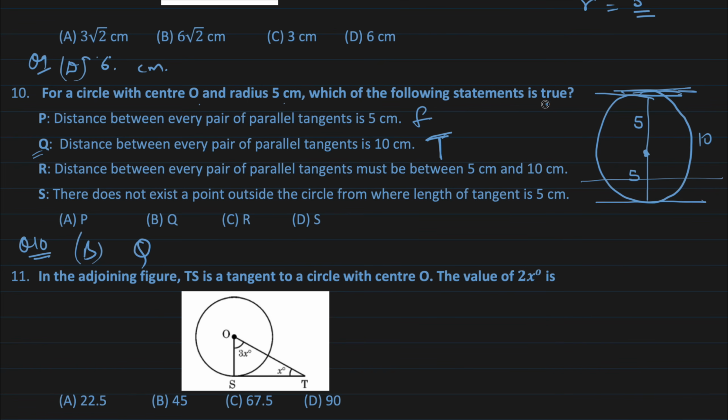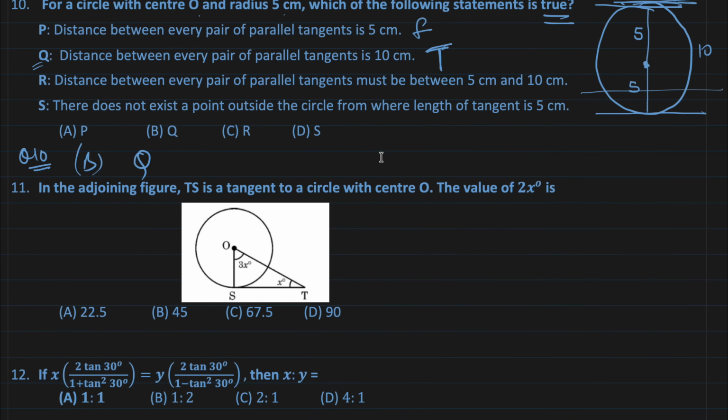They ask for true statement only, so we have to mention that. Just cross check if they ask for true or not true, right? So distance between every pair of parallel tangents is 10. That's a true statement. Now, question number 11.